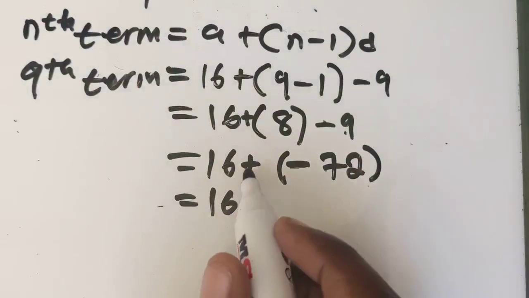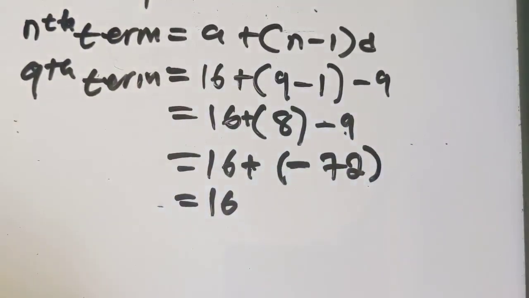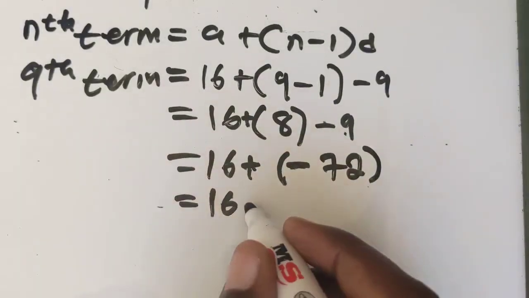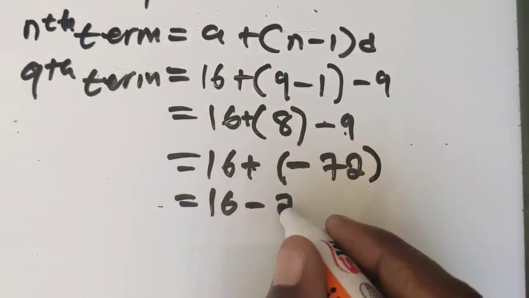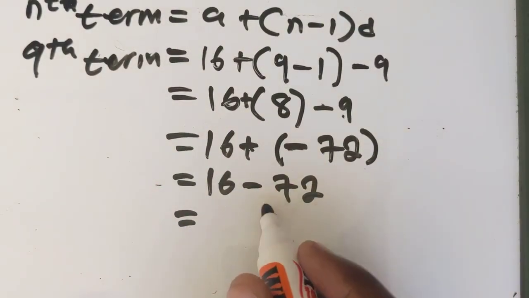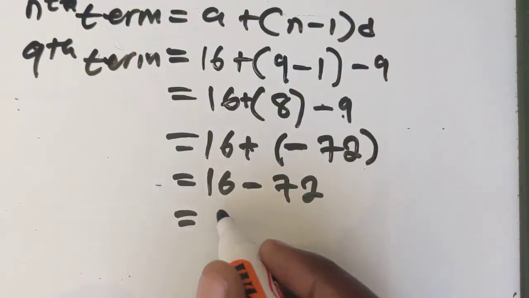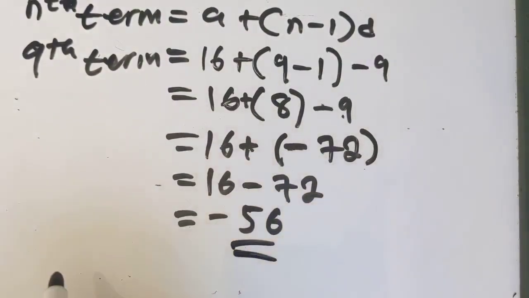Then you are trying to multiply these signs. This is negative times positive. When you're multiplying different signs, it becomes negative, so negative 72. Okay. So now what is the answer there? You find that it is negative 56.